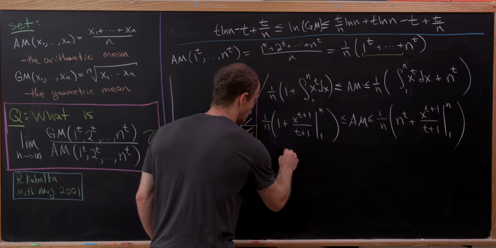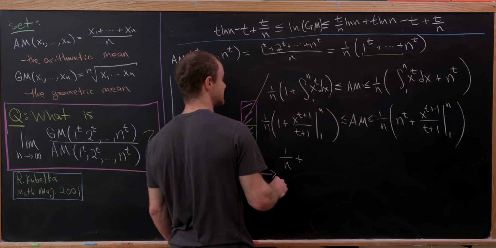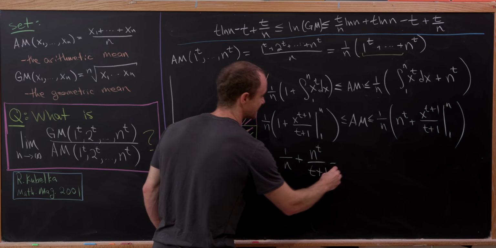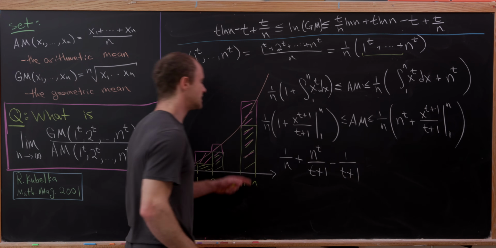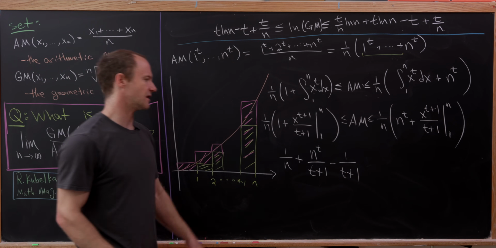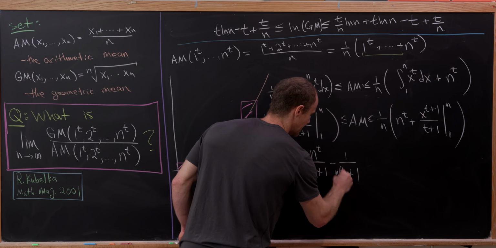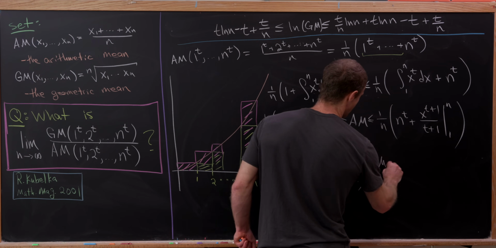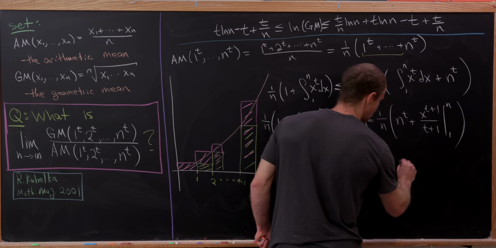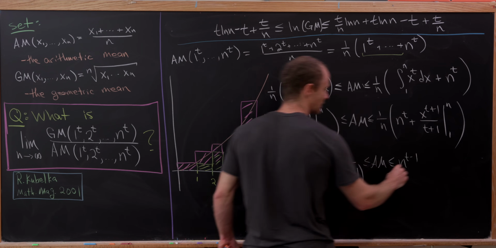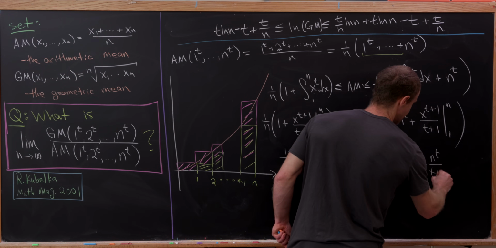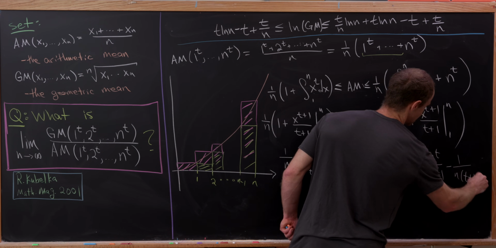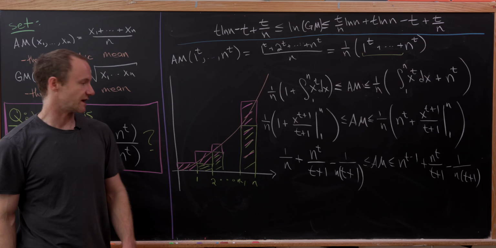Okay, so let's see what we get. So plugging this in, we'll have 1 over n plus, so let's see, it'll be n to the t over t plus 1 minus 1 over t plus 1. So that's after moving this 1 over n through, and that should really be 1 over n times t plus 1. Okay, so that's less than or equal to the arithmetic mean, which is in turn less than or equal to n to the t minus 1, and then we'll have plus n to the t over t plus 1, and then minus 1 over n times t plus 1. Okay, great.